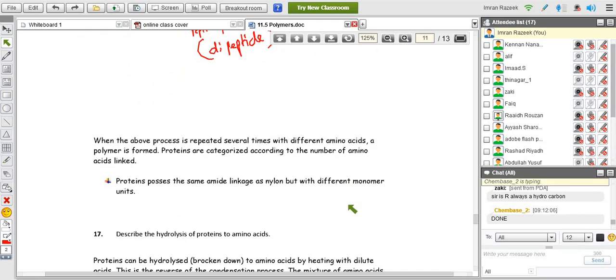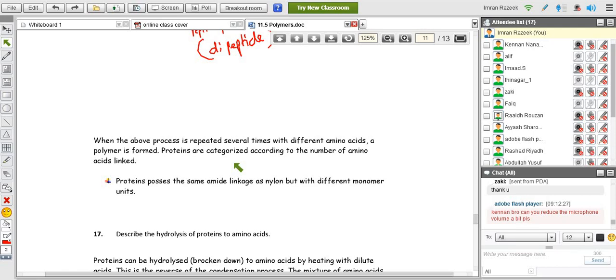So when the above process is repeated several times with different amino acids, a polymer is formed. Proteins are categorized according to the number of amino acid links. Proteins possess the same linkage, which is amide linkage or peptide linkage, as nylon, but different monomer units. So proteins have the same linkage as nylon, but different monomers.